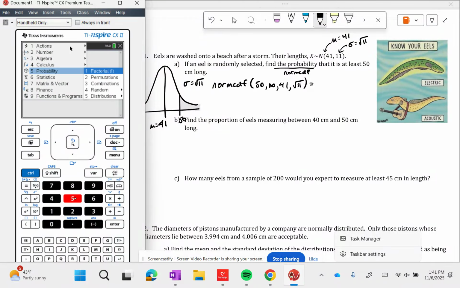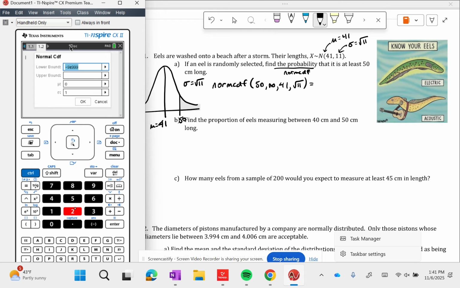So you go menu 552. And then the lower bound, in this case, is 50. That's why I feel like in the diagram you want to shade what you want, because it kind of tells you what to type in then, you know? Oh, yeah. Right. And then the upper bound, I think you have to type in fancy infinity because your calculator doesn't get it. Here, let's type in regular infinity and see what it says.